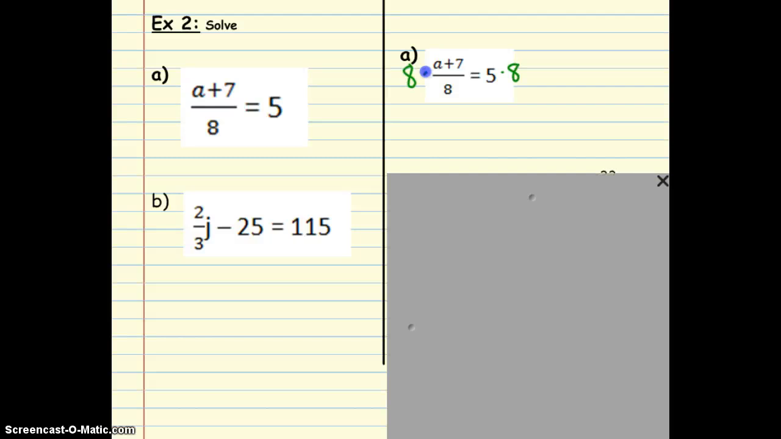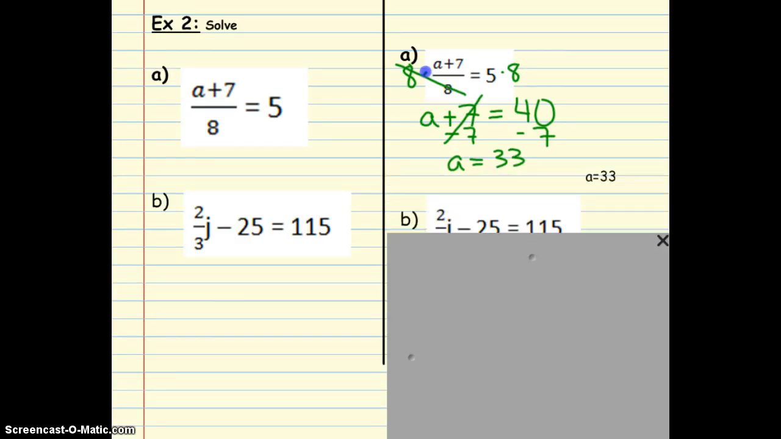And in doing so, multiplying by 8, dividing by 8, these cancel one another out, and we have A plus 7 equaling 40. And now it's just a simple one-step process. Now we've got A plus 7, we do the opposite, so subtract 7 from both sides, plus 7 minus 7 cancels out, A equals 33.